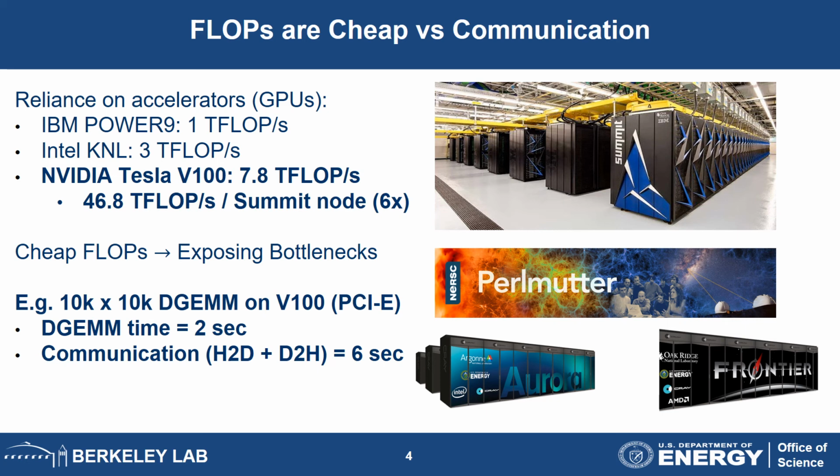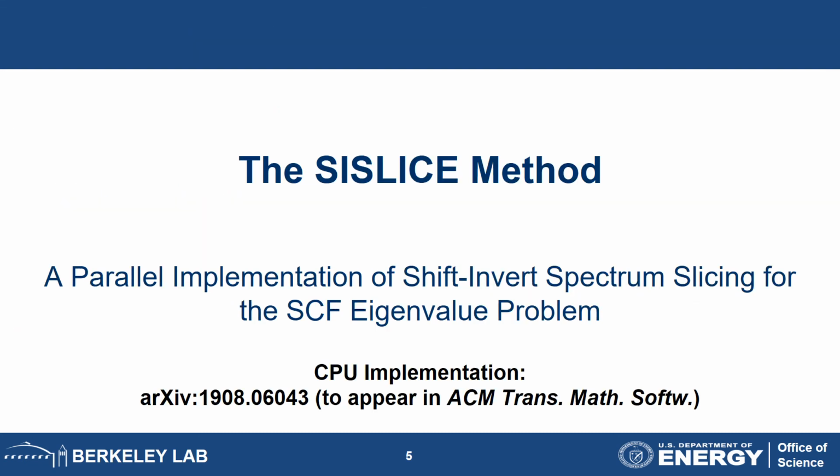So the increasing use of GPUs in high-performance computing has exposed some bottlenecks which may or may not have been observable in CPU-only applications. With the understanding that flops are inherently cheaper than communication on accelerator-based architectures, we wanted to develop an eigensolver with minimal communication volume and as few synchronization points as possible to avoid the interruption of concurrency on the device.